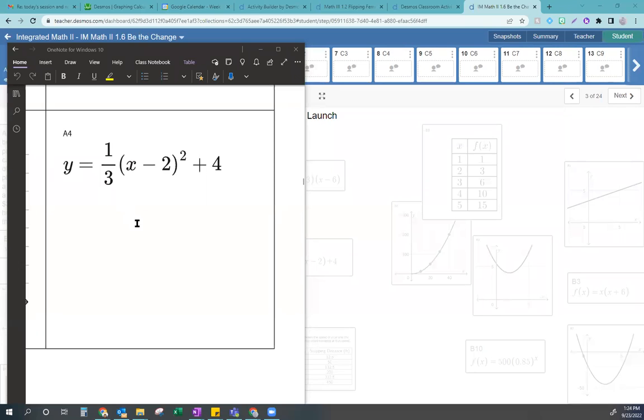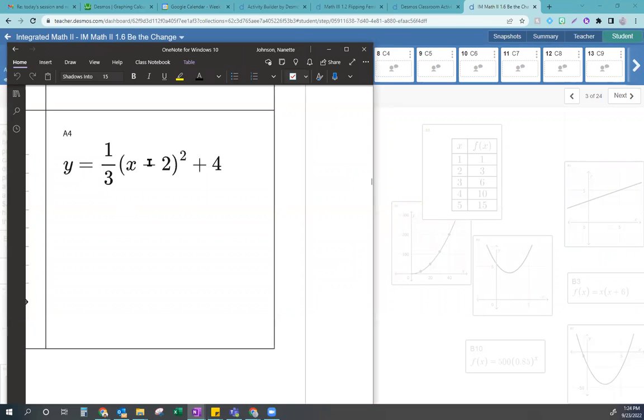Very good. I've already got answers in the chat. So can you tell me about this function right here? Tell me everything that you know about this function. Let's see, what do we have so far? I know that it's what shape? What shape would this be? What shape is this? Is this going to be a line?